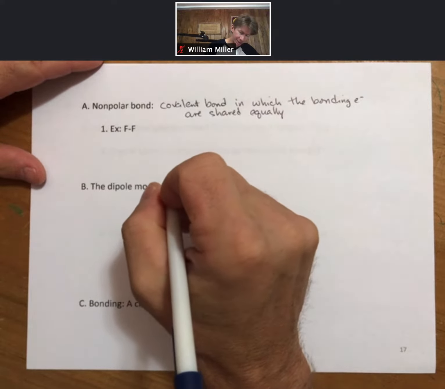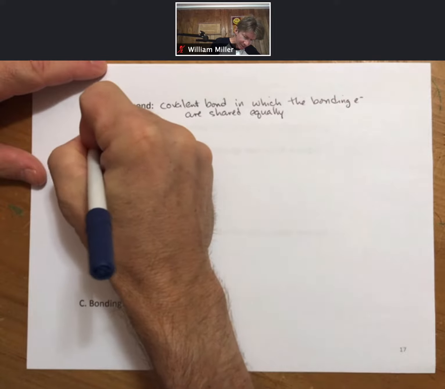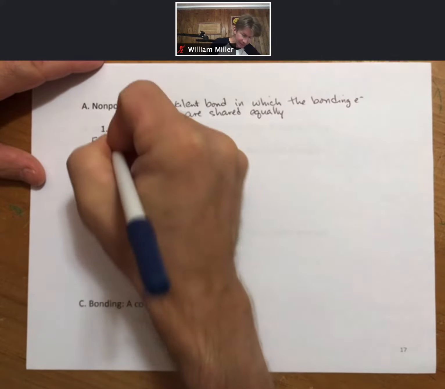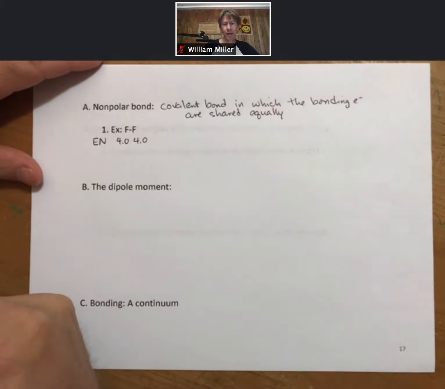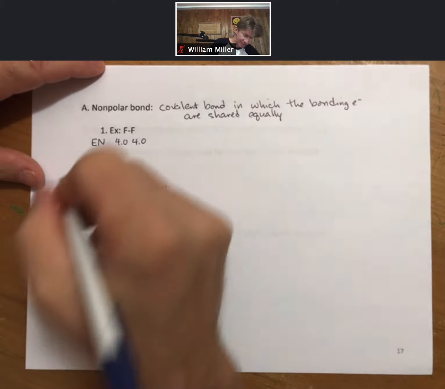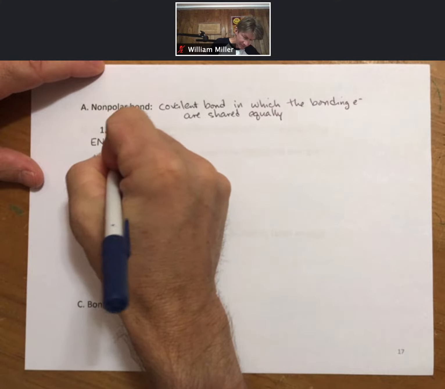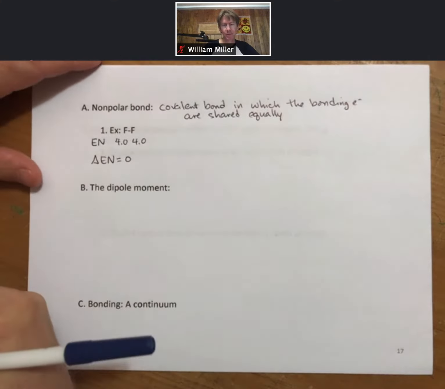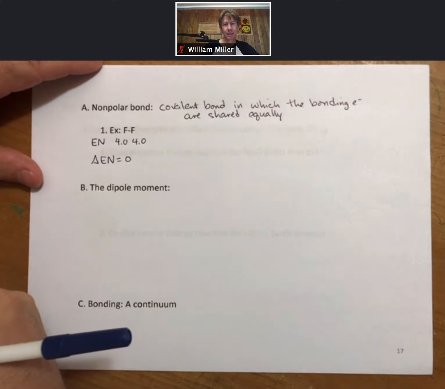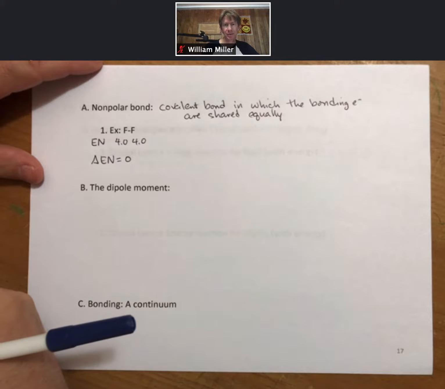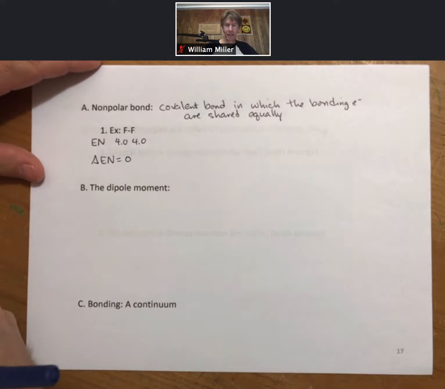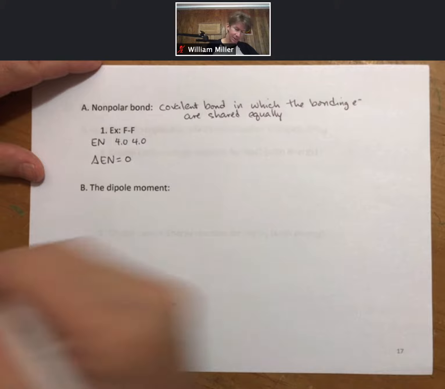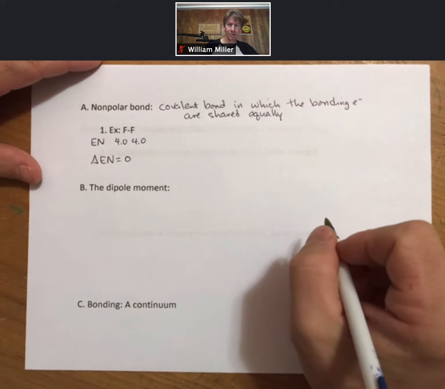Then the difference in electronegativity, well, let's see. So each fluorine atom has a 4.0 electronegativity score. That means that the delta EN is 0. And that is the definition of a nonpolar bond. Delta EN is 0.